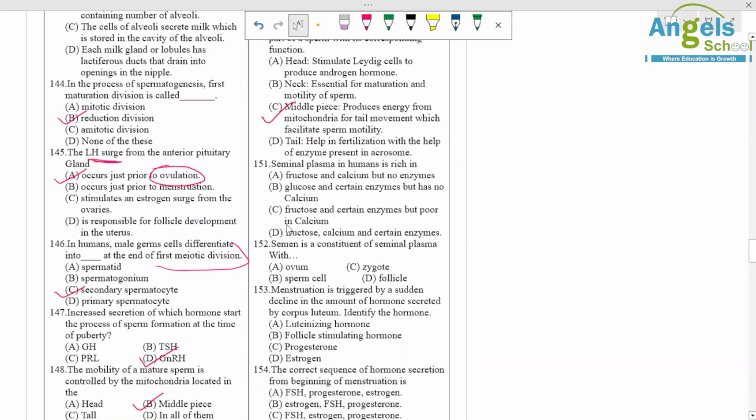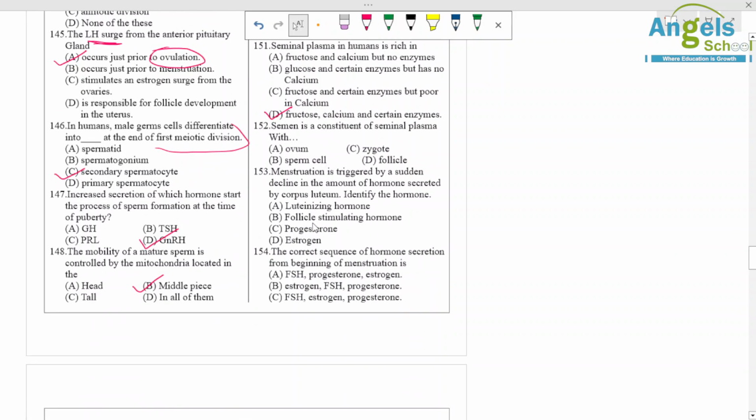151. Seminal plasma in humans is rich in fructose, calcium, but no enzyme, glucose, wrong option. Fructose, certain enzymes, but poor in calcium, again wrong option. Fructose, calcium, and certain enzymes are present. So option D is correct. 152. Semen is a constitute of seminal plasma with ovum, zygote, sperm cells, and follicles. So semen is seminal plasma with sperm cells. So option B is correct.